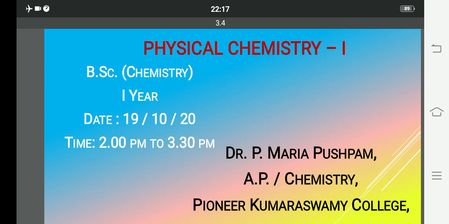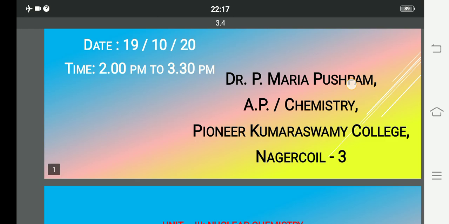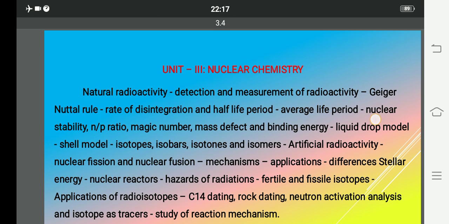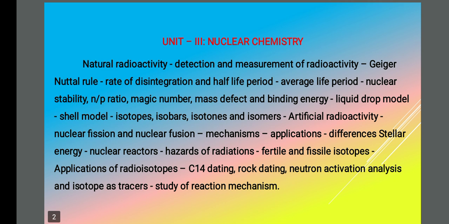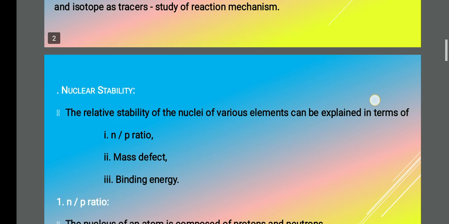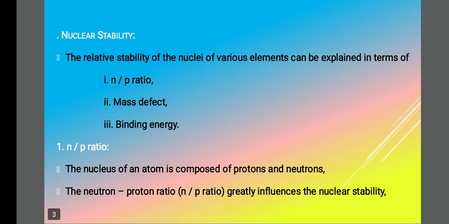This is Maria Pushpam, and for today's class, we are going to see nuclear stability. Coming to nuclear stability, we have three different terms used here. One is N by P ratio, next one is mass defect, and third one is binding energy. For today's class, we can see the first two terms, that is N by P ratio as well as mass defect. So I'll start with nuclear stability.